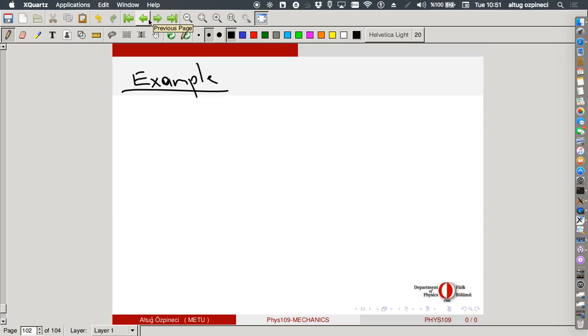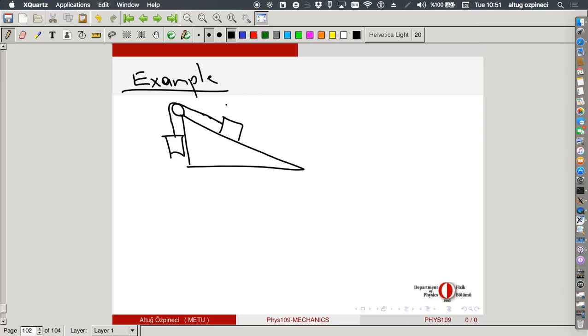Okay, now let's get a more complicated example. Again, we have the same inclined plane, but this time we have two masses. They are attached by a string over a pulley. This has mass m1, this has mass m2. What are the accelerations of these two masses, m1 and m2?